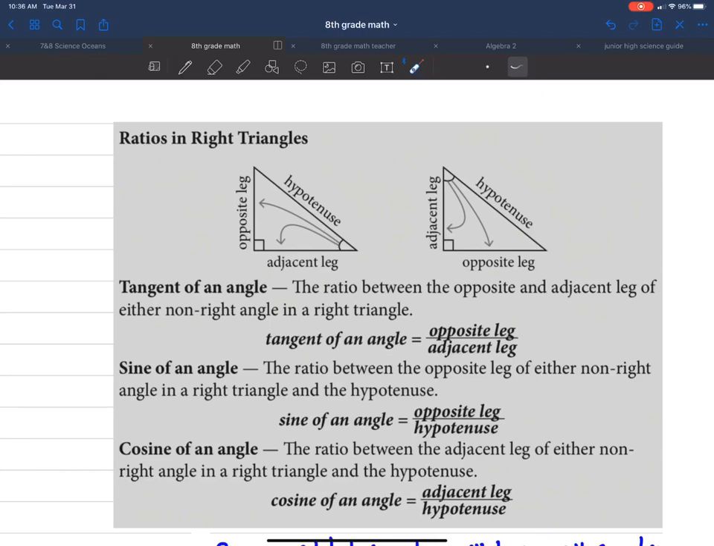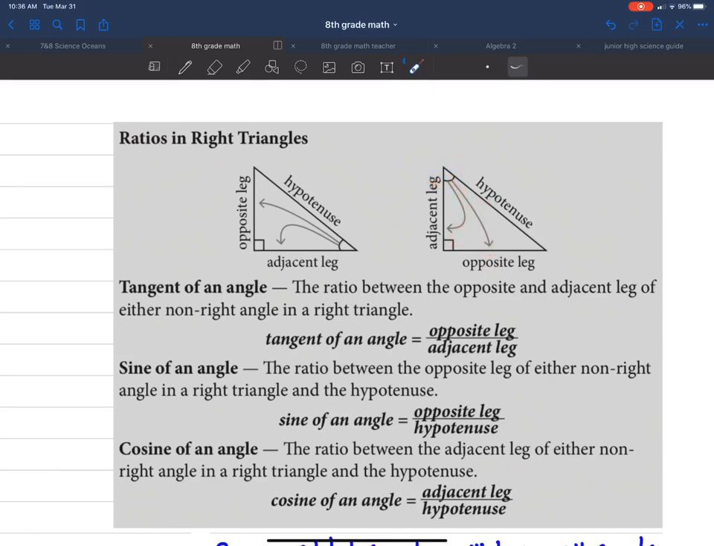So, once again, the tangent is, here's my angle, opposite leg divided by the adjacent leg, okay? The sine of an angle is the opposite leg divided by the hypotenuse. So let me use this one. There's the opposite leg, there's the hypotenuse, okay?